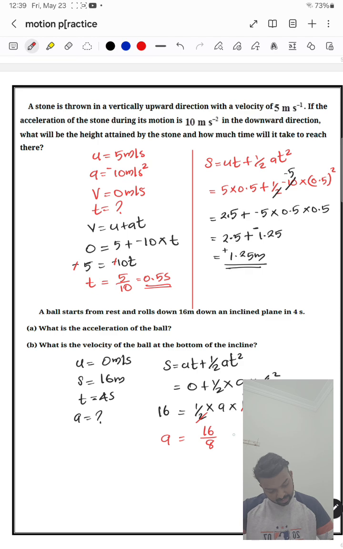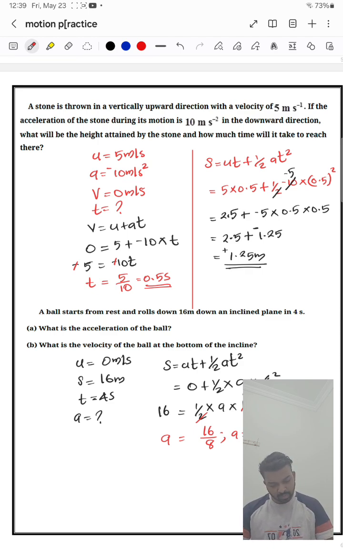So a will be equal to 2 meter per second square. Understood or not? So this is what a is. Now we have to find more things here. What is the velocity of the ball at the bottom of the incline? You have to find the velocity here.